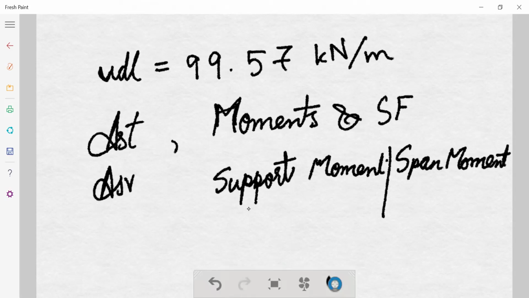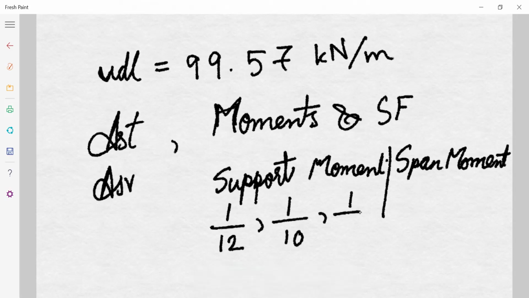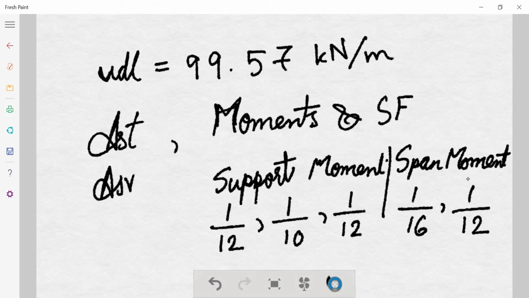So support moment, there are certain coefficients. For end support it is 1 by 12, next to end support it is 1 by 10, then for interior supports the moment coefficient is 1 by 12. Then for span moments, for the interior span, the span moment is 1 by 16, and for the middle of end span it is 1 by 12. Okay, so whenever there are continuous beams, there are always support moments and span moments, and there are certain coefficients. These coefficients are added to this WL square.